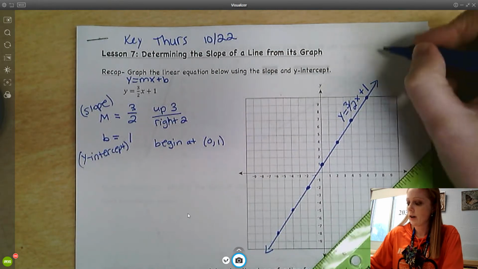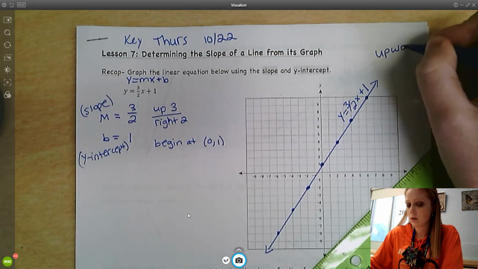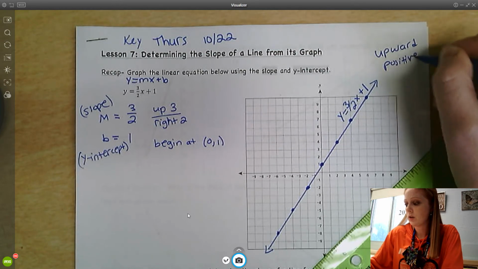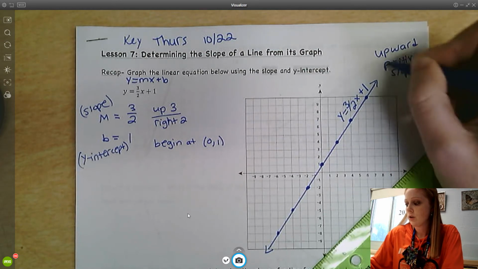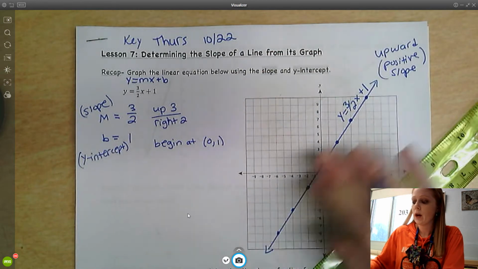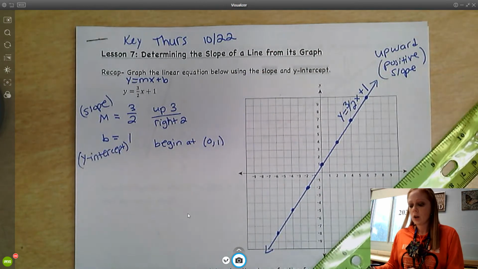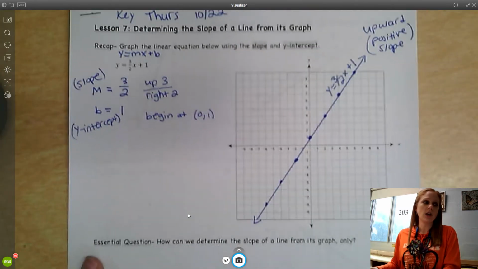Okay, and notice this line is going upward. It has a positive slope. As you look from left to right, it is going upward, positive slope, and sure enough, our slope, our m, is a positive number.